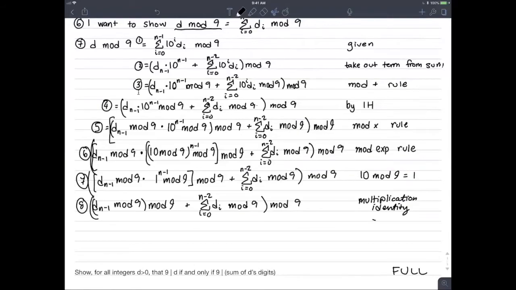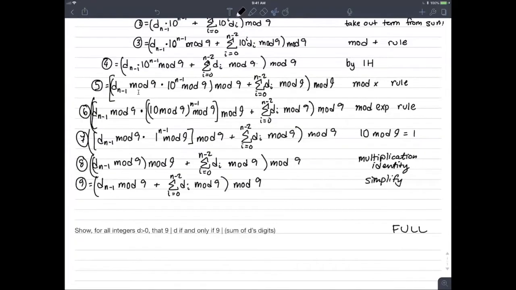Any number that's less than 9 mod 9 is always going to be the number itself. So once I take the mod 9 of the digit, I already know it's going to be between 0 and 8. Therefore, if I take the mod 9 again, it's useless. So that's the same thing as just saying the n-1 mod 9. Then what we know is, all right, well, this is the mod sum rule again.